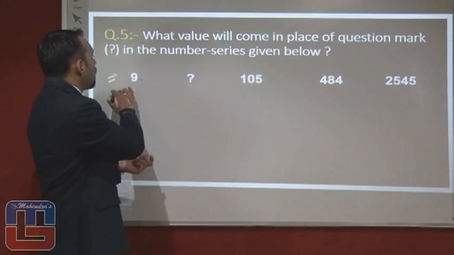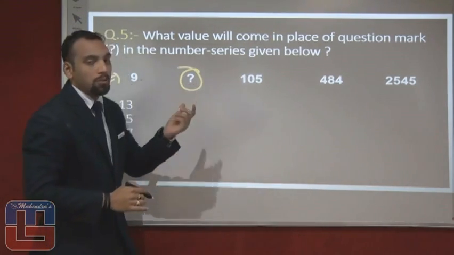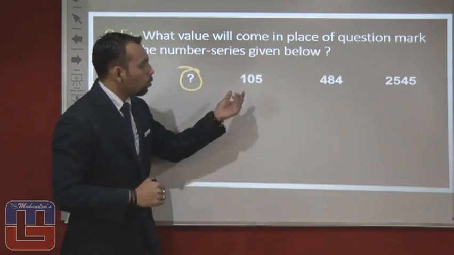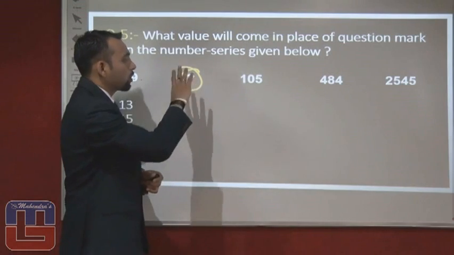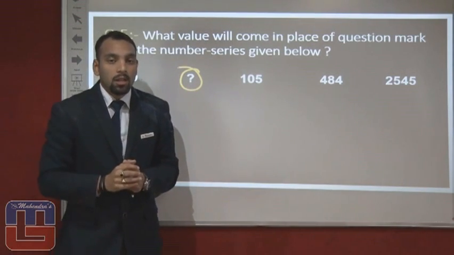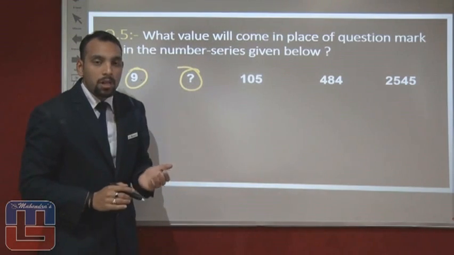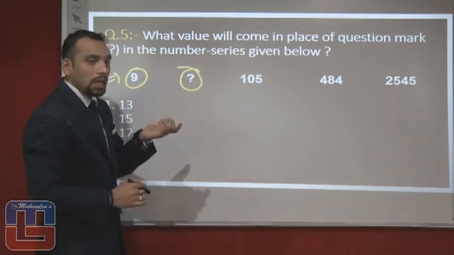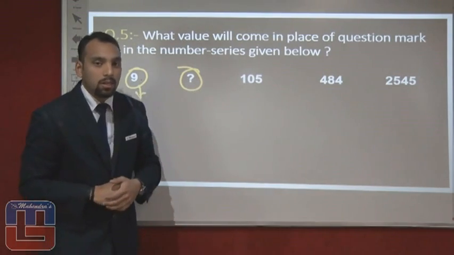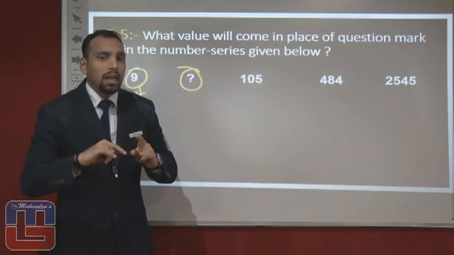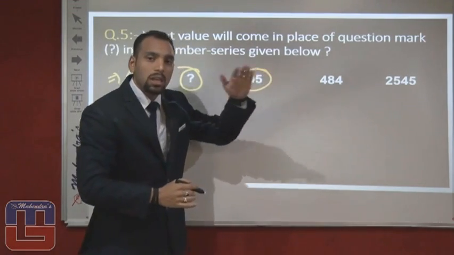The question is, now see, this is a 9, and in the second case this is a question mark, and then 105, 484, 2545, and we have to find the value of this question mark. How will we calculate? Now, the first number is 9. You cannot apply any logic in the first number because in the second one there is a question mark. So what will we do? We will apply the logic in the third one and follow it to the next one.